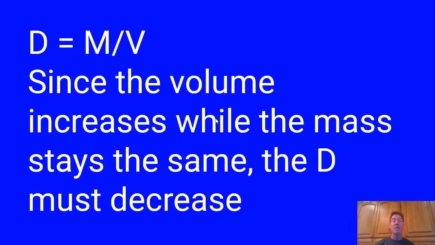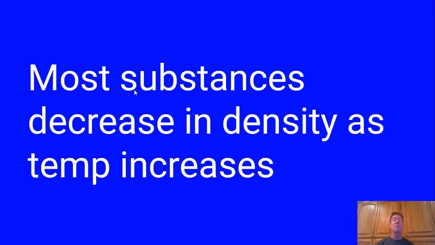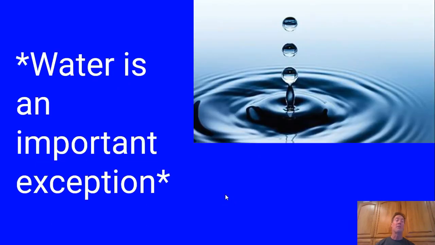Since the volume increases while the mass stays the same, the density must get smaller because the mass is being divided by a bigger denominator. If you divide something by a bigger denominator, you're going to get a slightly smaller answer. So most substances decrease in density as temperature increases. But water is an important exception, and we'll look at that in greater detail.